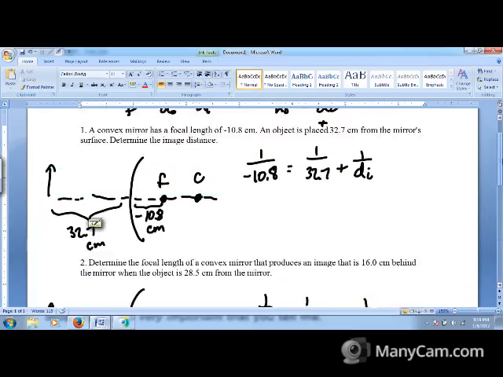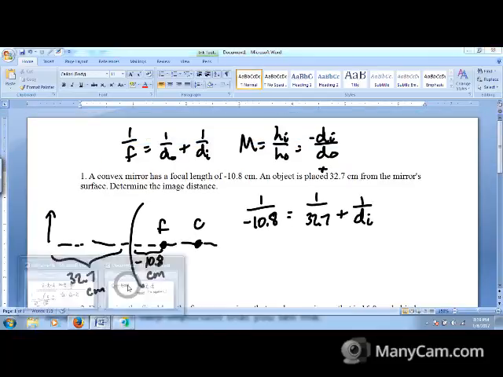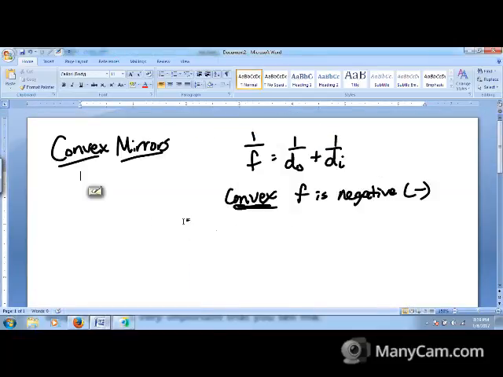All right, I hope that clarified things. Convex mirrors really aren't that different from concave mirrors. Just keep doing practice problems on both. Make sure you use sign conventions, and I hope that was helpful.